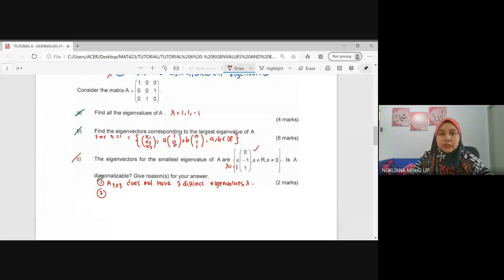For this one we cannot use the first condition, so we have to prove the second condition. You have to prove the GM and AM. So for each lambda you must prove both. For lambda equal to 1.